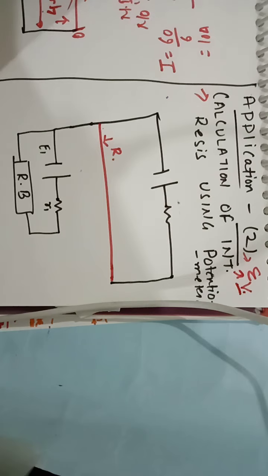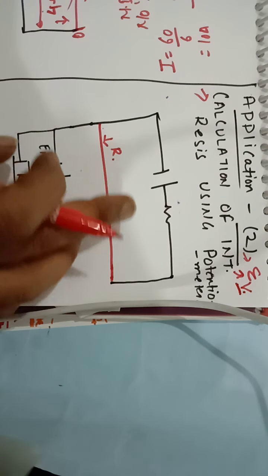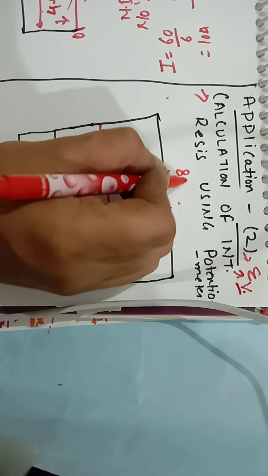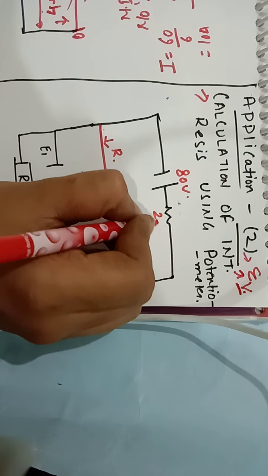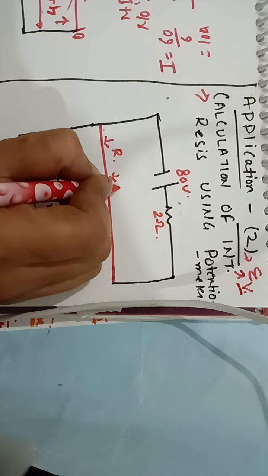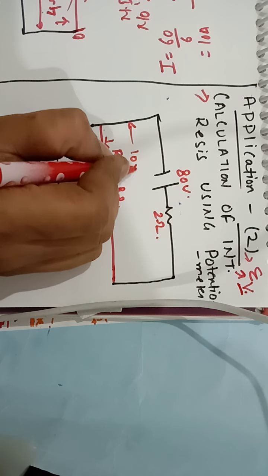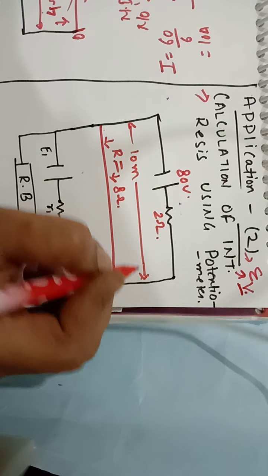So what are we going to say? Suppose it is 80 volts. Okay, it is 2 ohm and it is 8 ohm. Okay, this resistance is 8 ohm, right? It is a 10-meter wire as usual.